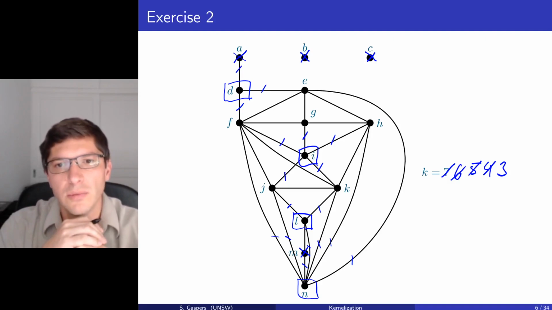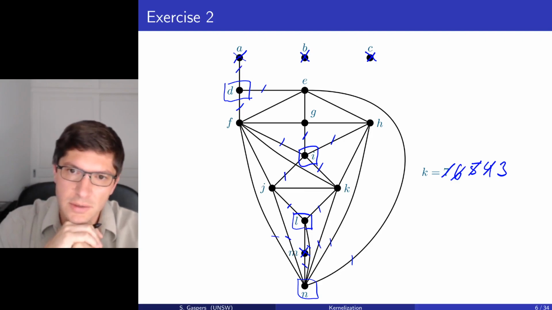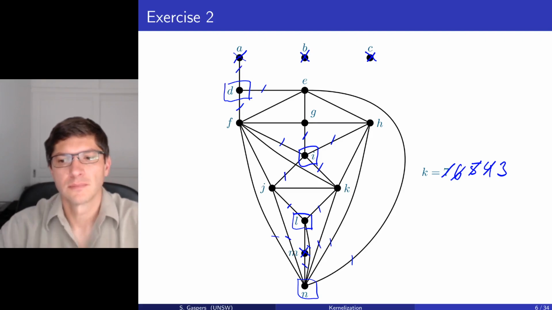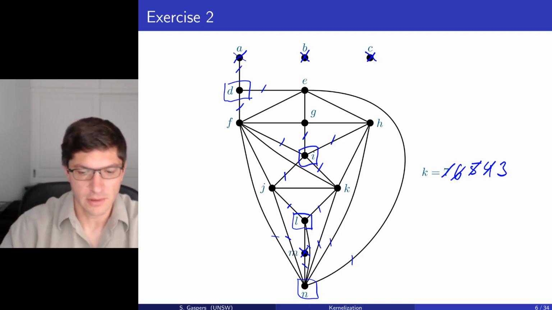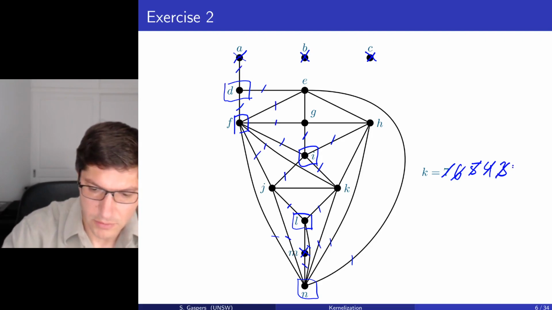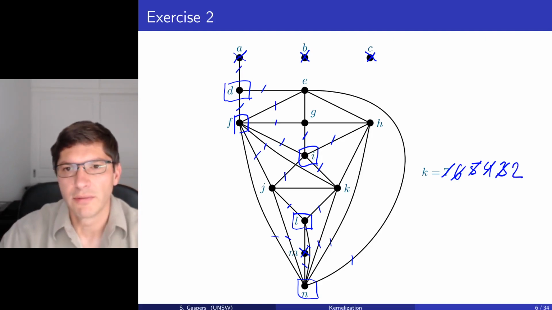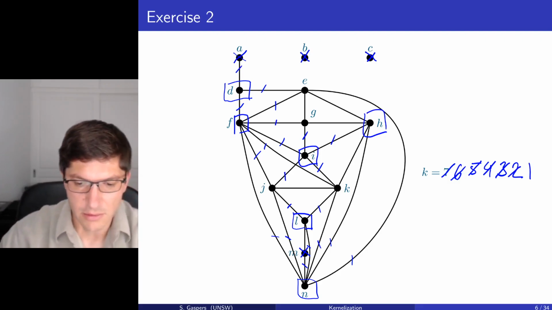What happens now? We still have the vertices J, K, H, G, E, and F. But F now has degree 4, and k is 3. So we again conclude that we should add F to our vertex cover. k decreases to 2 now. Do we have a degree 3 vertex? Yes, indeed we do. H has degree 3, so we add H to our vertex cover. k decreases to 1.